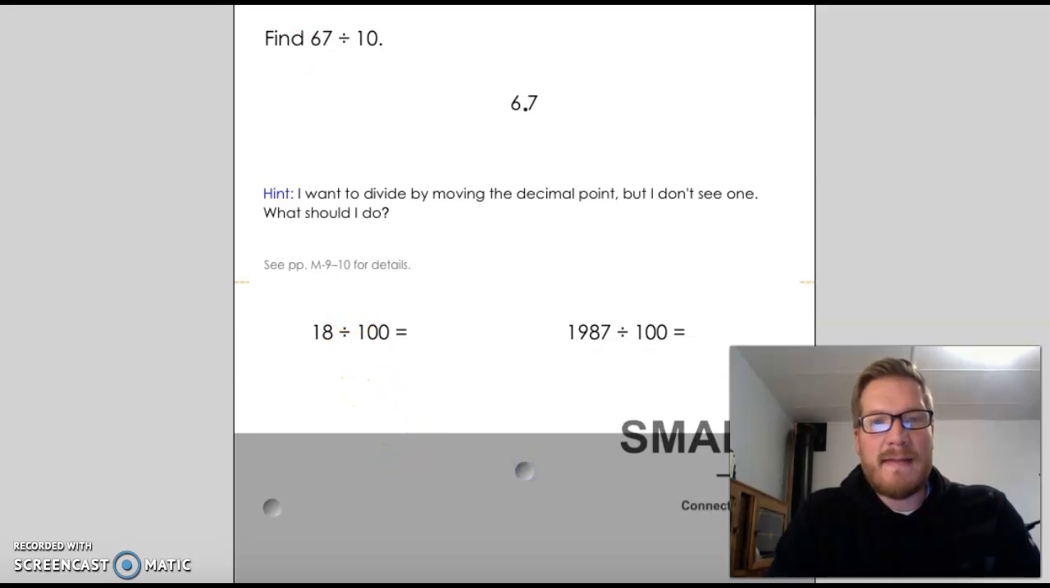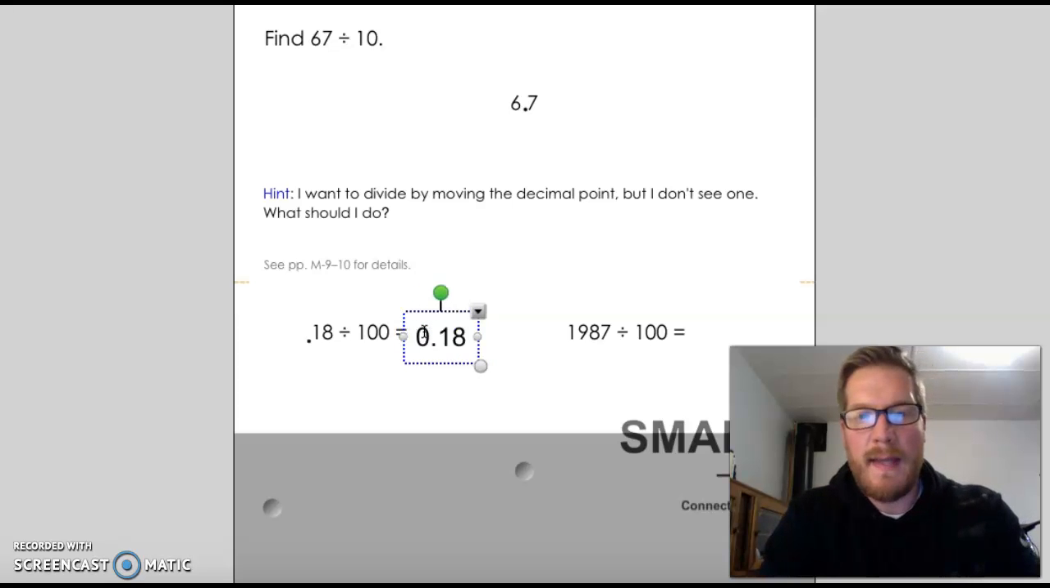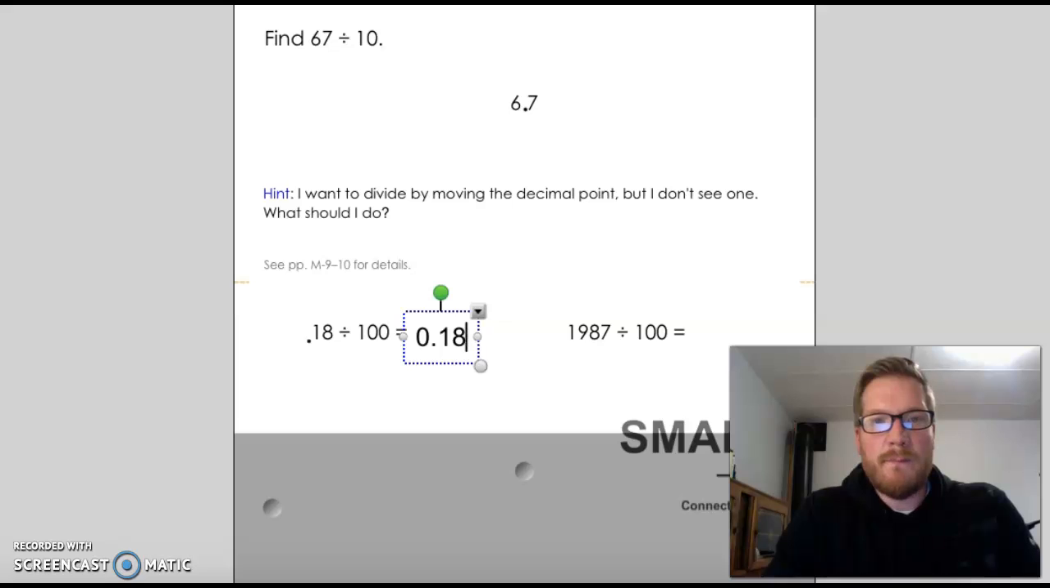If I have 18 divided by 100, there's a decimal place here, and we're going to make it go 2 places to the left. So then I can write the answer would be 0.18. This one, there's a decimal place right here, and I'm going to move it again 2 places to the left. So then my answer is 19.87 after I divide it by 100.